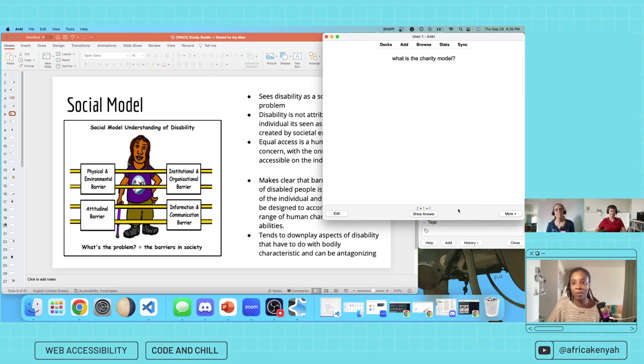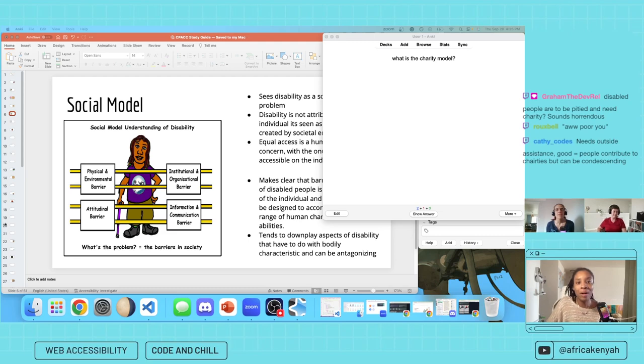All right, what's the charity model, AKA the model that we just not feeling? Unless they can get us something really cool that we need, but still, they need to be in the trenches with us if they're gonna do charity. Robel said, aw, poor you, yes. Kathy Coe said, needs outside assistance equals good, no, good equals people contribute to charities, but it can be condescending. Yes, it can be condescending.